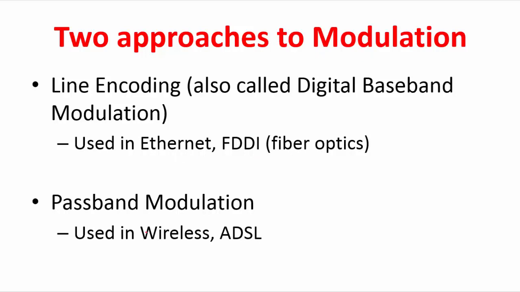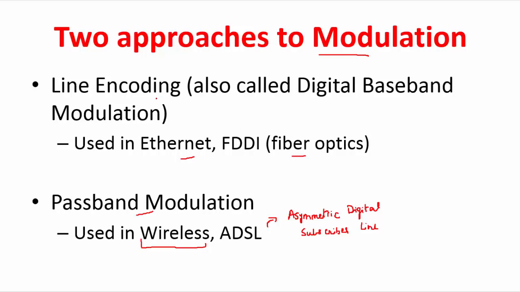And then there is passband modulation. This is predominantly used in wireless, but some wired links also use passband modulation, like ADSL. This stands for asymmetric digital subscriber line. So this is the telephone link that you use for communication.